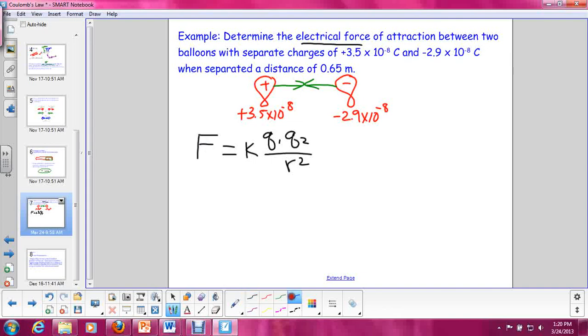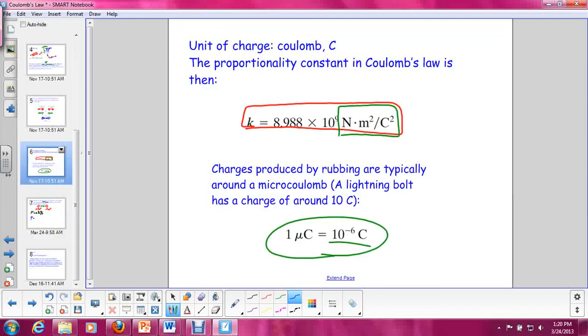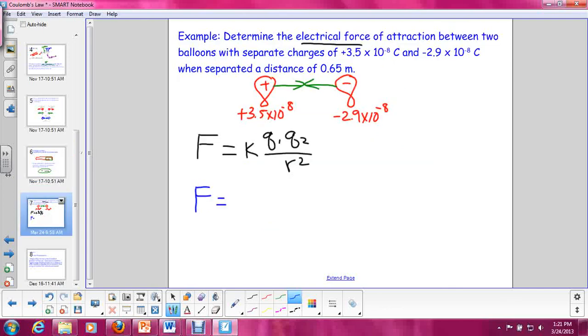So we have nothing we can plug in for F. k is an easy one. k is always the same number. It is always 8.988 times 10 to the 9th. So we can go ahead and plug that one in right away. 8.988 times 10 to the 9th. k is done.